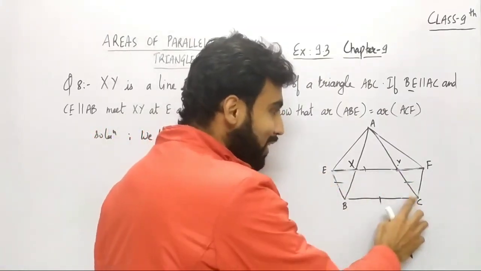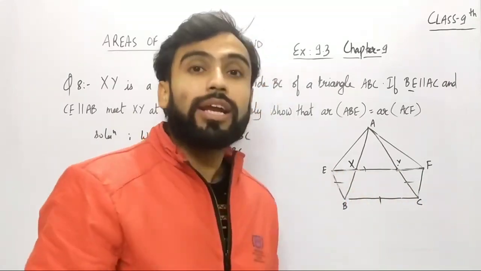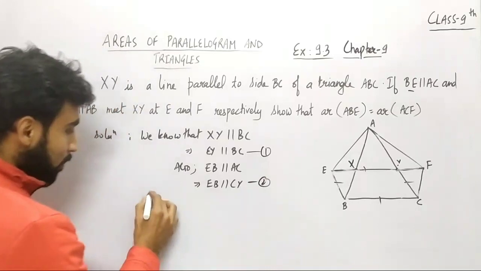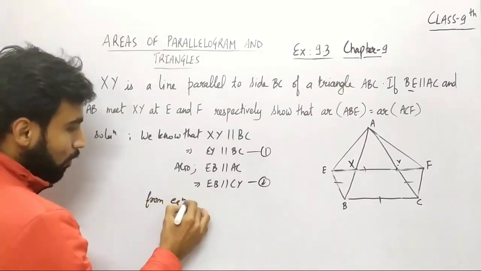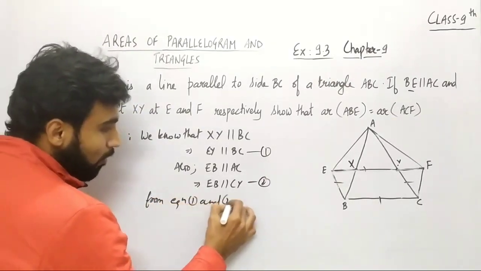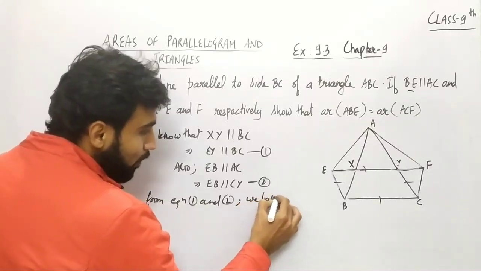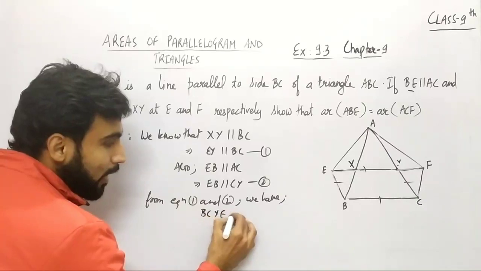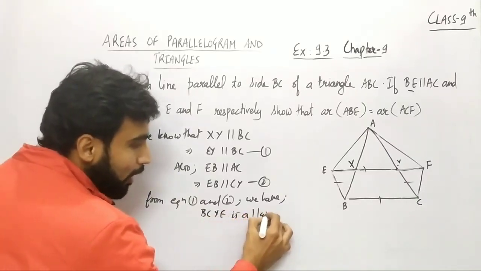So अब इसमें यहाँ पे BCYE क्या हो गया? एक parallelogram prove हो गया. So let me just give it equation number first and second. So from equation number first and second we have, so what we can write is that BCYE is a parallelogram, right?